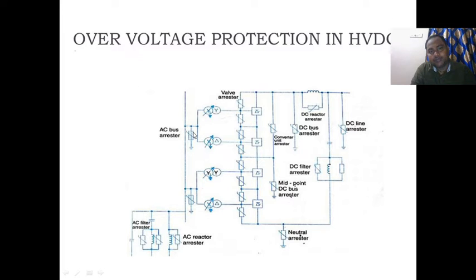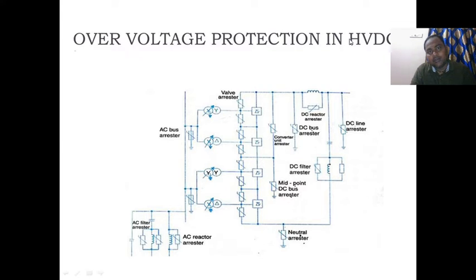After that, please observe there are valve arresters. Every valve can be protected by using valve arresters. Valves are nothing but IGBTs or MOSFETs. There are more chances of occurrence of faults, that is, over voltages. If any over voltage occurs, the equipment or the valve can be damaged. In order to protect the valve from over voltages, we provide valve arresters for every section. That is very important.